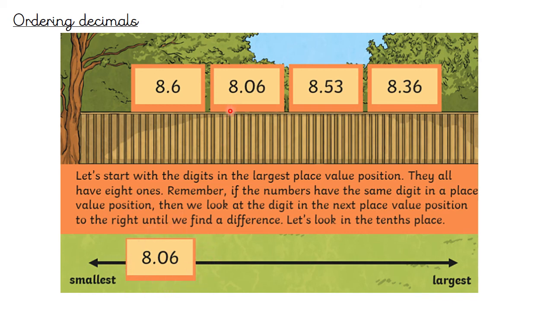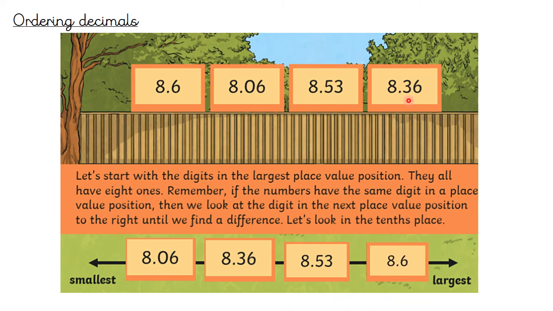So we've got rid of 8.06. We're looking at the tenths of the other ones. We've got 3 tenths, 5 tenths, 6 tenths. We know that 3 tenths is the least amount of tenths. So 8.36 is next in our ordering. Then we have 8.53. And then we have 8.6. So well done if you got those right.